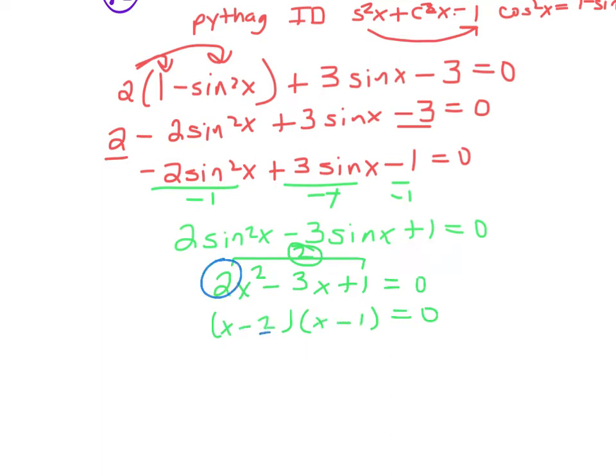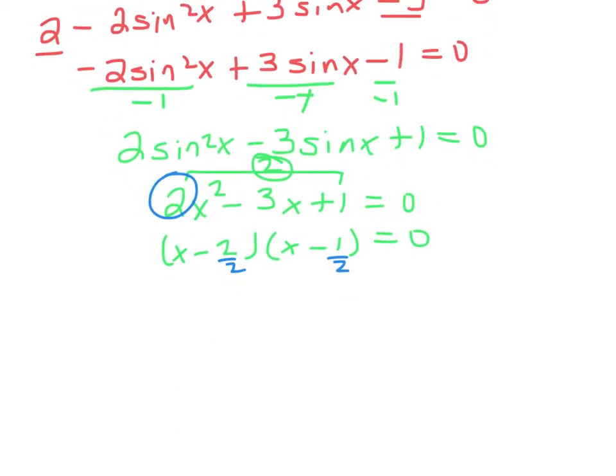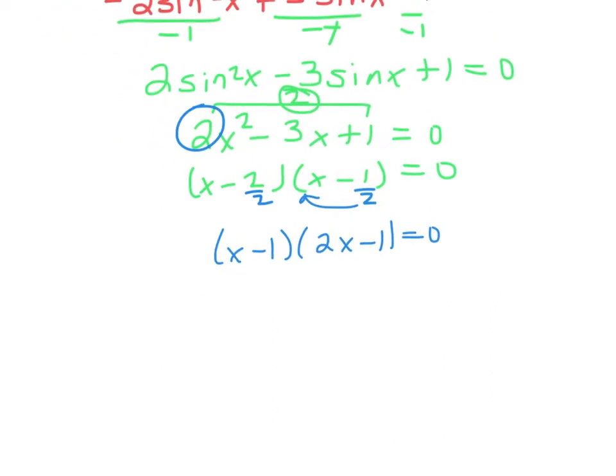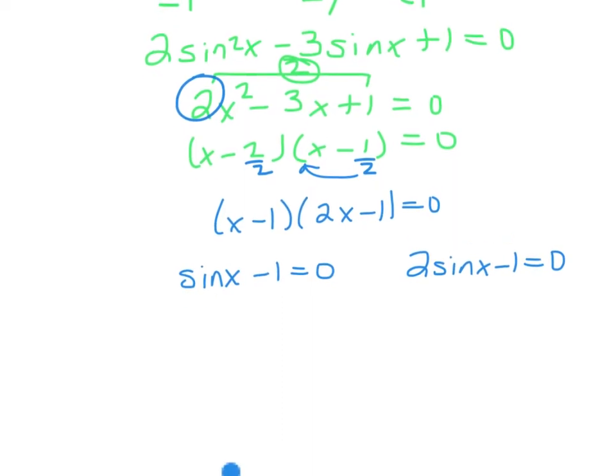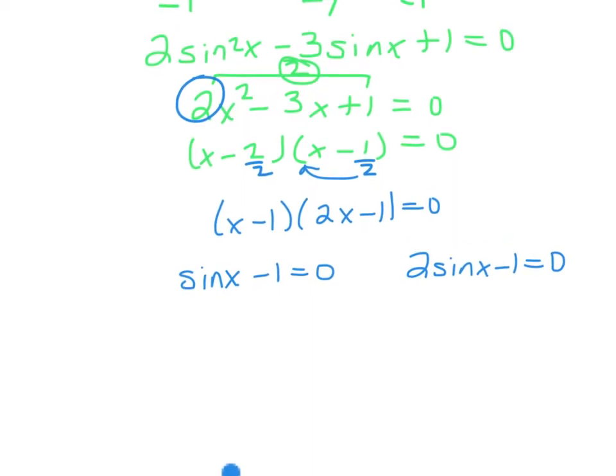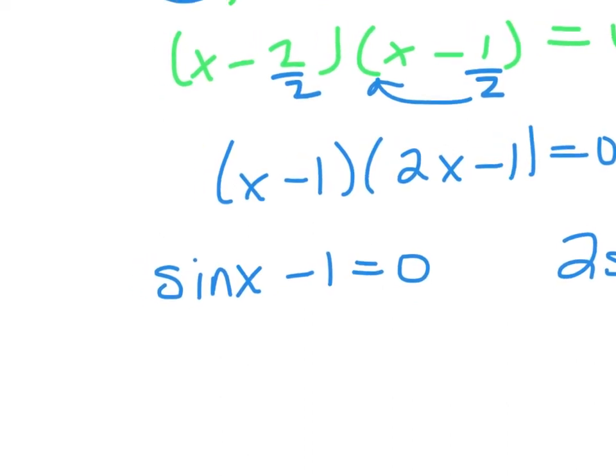My a term is not 1, so I'm going to divide both things by 2. So I have x minus 1. This becomes my coefficient. 2x minus 1 equals 0. And now we replace with our trig function and use our unit circle. So this first parenthesis would be sine x minus 1 equals 0. Second parenthesis would be 2 sine x minus 1 equals 0. So we solve this equation. We're going to add 1 to both sides. Sine of x equals 1.